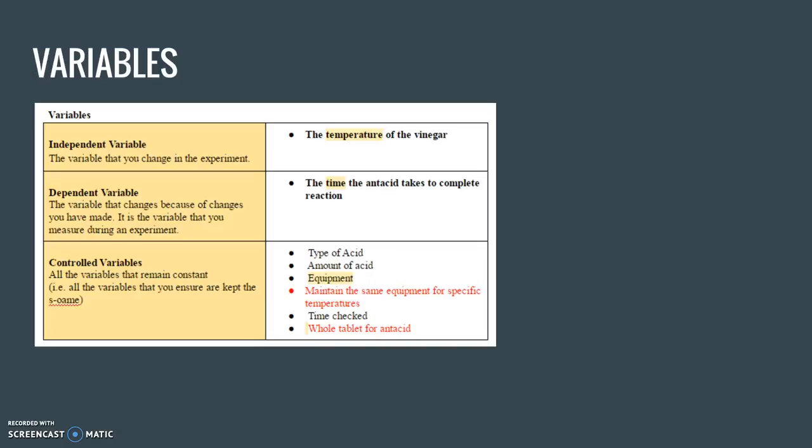The variables for this experiment include the independent variable, the temperature of the vinegar; the dependent variable, the time the antacid takes to complete the reaction; and the control variables, the type of acid, the amount of acid, the same equipment for specific temperatures, as well as a whole tablet for the antacid.